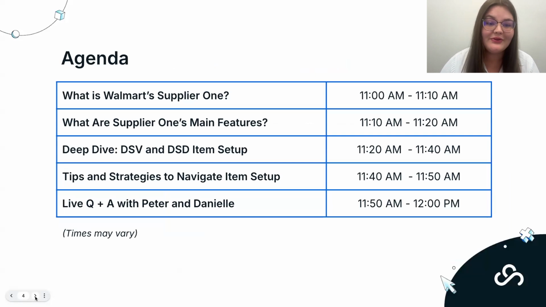So moving on to the agenda, we have a lot to cover in the next hour. We are going to start off the content portion by doing an overview on what Supplier One is and what the platform's main features are. After that, we'll move into a more action-oriented section where we will go over how to do item setup for DSV and DSD, and we'll see some examples of that. And then we will wrap up the webinar with some Q&A time at the end. So lots of good content to cover today.